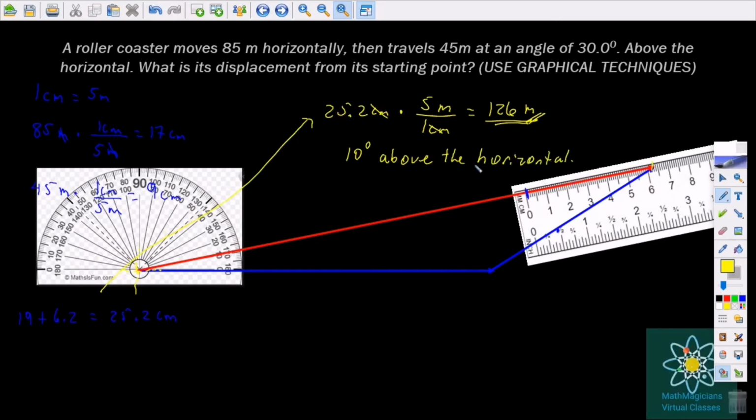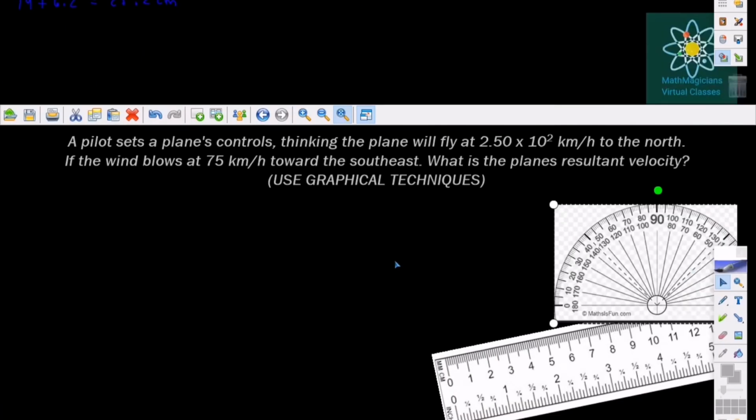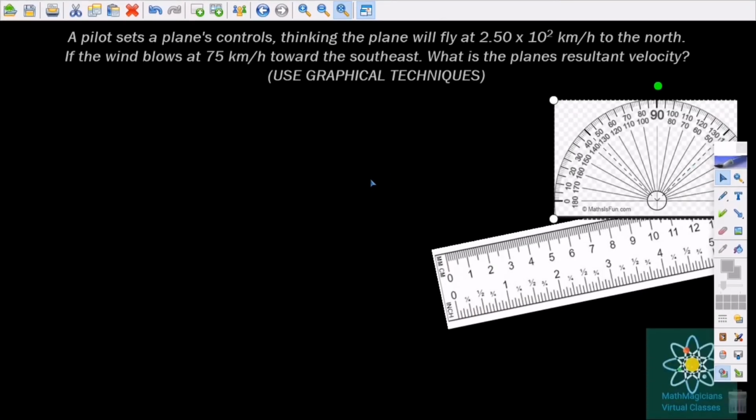And that would be your answer, 126 meters, 10 degrees above the horizontal. Okay, let's continue. A pilot sets the plane's controls thinking the plane will fly at 2.50 times 10 to the 2 kilometers per hour north. If the wind blows at 75 kilometers per hour toward the southeast, what is the plane's resultant velocity?